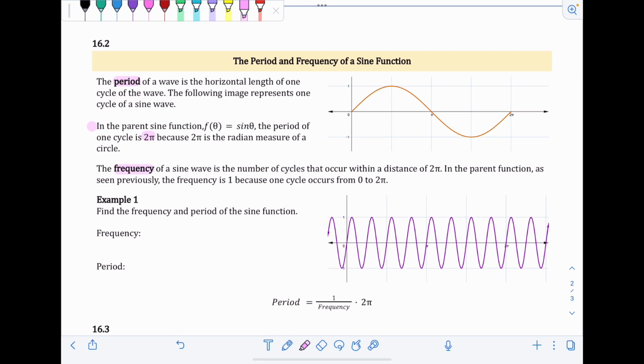The frequency of a sine wave is the number of cycles that occur within a distance of 2 pi. So how many times is it rotating around within 2 pi? In the parent function, the frequency is 1, because one cycle occurs from 0 to 2 pi. So there can be different changes that happen in the graph that make the graph rotate more quickly or less quickly, and that would change the frequency.